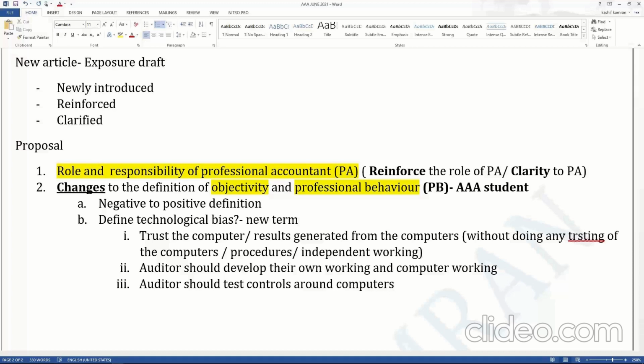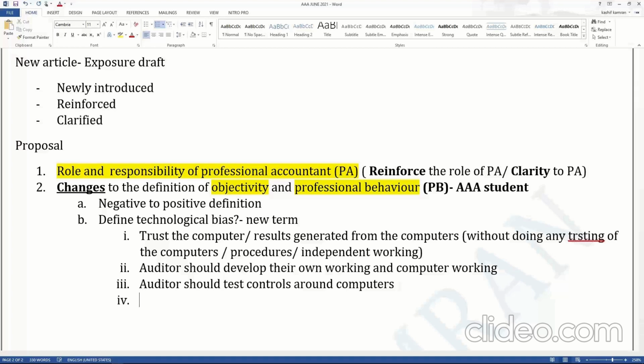Can a computer make errors? Give me an answer. Can there be a malfunctioning in a computer? Can there be an error in a computer? Can the computer make errors while doing a calculation? So can we trust them 100%? No. But if the auditor trusts them on a 100% basis, that is known as a technological bias. Is that clear to everyone?